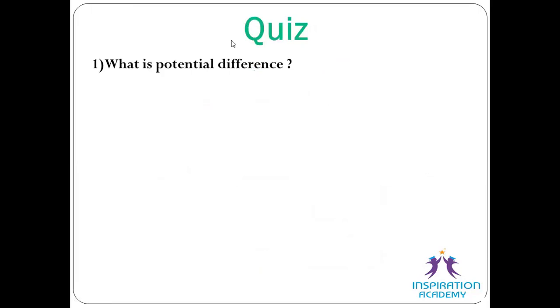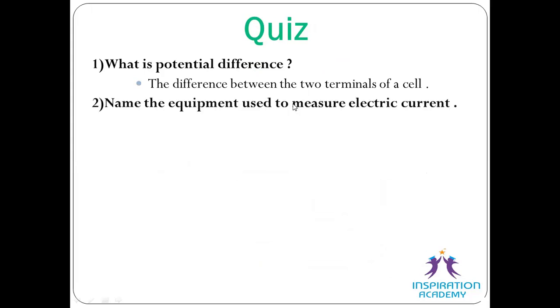Now let's have a quiz. Try answering these questions at home alone. Let's begin. What is potential difference? The difference between the two terminals of a cell is known as the potential difference. Name the equipment used to measure electric current. An ammeter is the equipment used to measure the electric current.